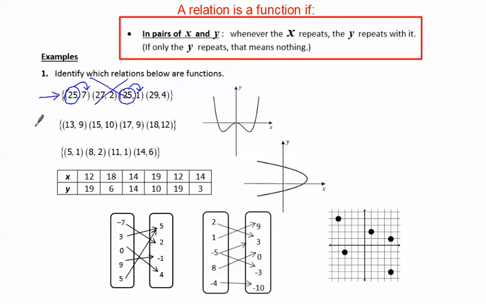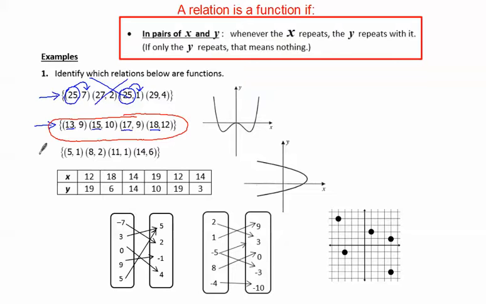One of them is 7, the other one should also be 7, but instead it's a 1, so this is not a function. Looking at the next set of coordinate pairs, 13, 15, 17, and 18, the x's do not repeat, so I can immediately say this is a function, do not need to look any further.